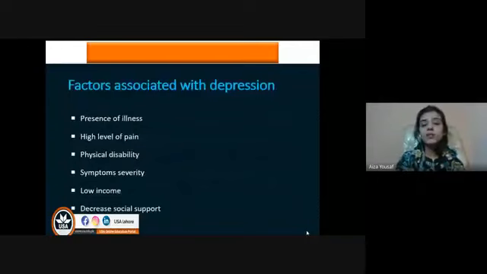There are some factors which are associated with depression and may predispose to the depressive condition, like the presence of illness. If there is a high level of pain, it may also cause depression. If a patient is dependent on others due to some physical disability, it may cause depression. If there is a disease with worse symptoms or increased severity, it may cause depression. Other psychosocial factors include low income or decreased social support, which may also increase depression.